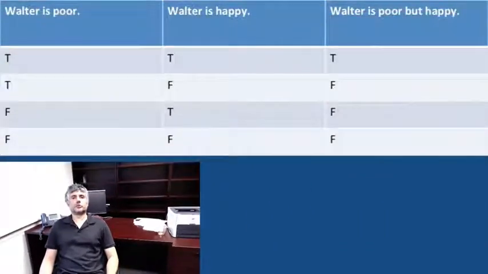In a situation in which the premise is true, Walter is poor but happy, there are going to have to be two other propositions that are true. Namely, Walter is poor and Walter is happy. So, if it's true that Walter is poor but happy, then it's going to have to be true that Walter is happy. And that's why the argument is valid. That's why there's no possible way for the premise to be true while the conclusion is false.